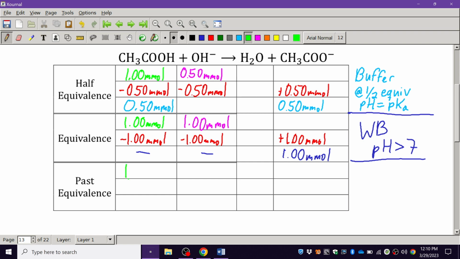What if we go past equivalence? And again, we'll go way past equivalence. So in this case, we add an excess of hydroxide ion. And that changes our limiting reactant because all of the acid is consumed.